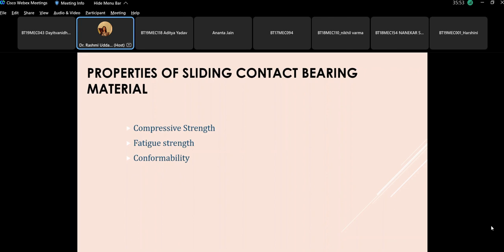From manufacturing point of view, conformability. What is thickness? Rakesh, what do you want to say, thickness as a property? So conformability is it should conform to that shape which is required. So essentially it should be in a position to get the perfect circular shape.